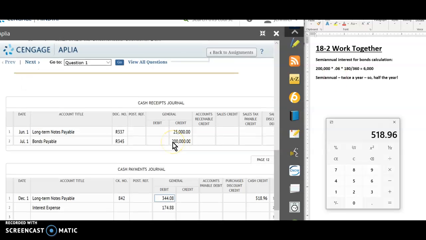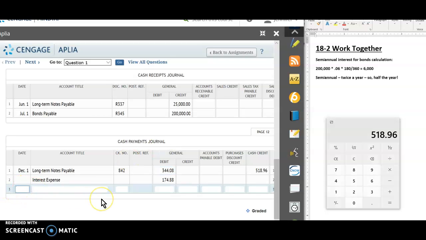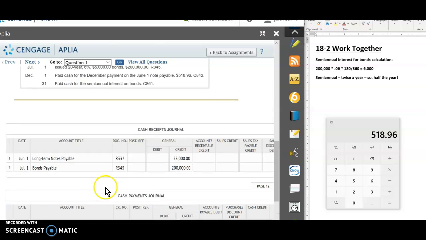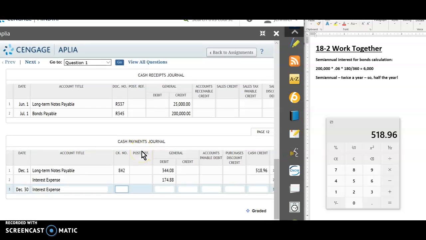All right, so again, down in our cash payment journal, December 30th, and this is going to just be interest expense because we are just paying on the interest. Okay, our check number is 861, and the amount is $6,000 that we're paying in interest. So under cash credit, $6,000, and our general debit is also $6,000. Again, our special columns don't make any sense here. It's not a purchase. It's not accounts payable. We're just paying out our interest. All right, and that's it.